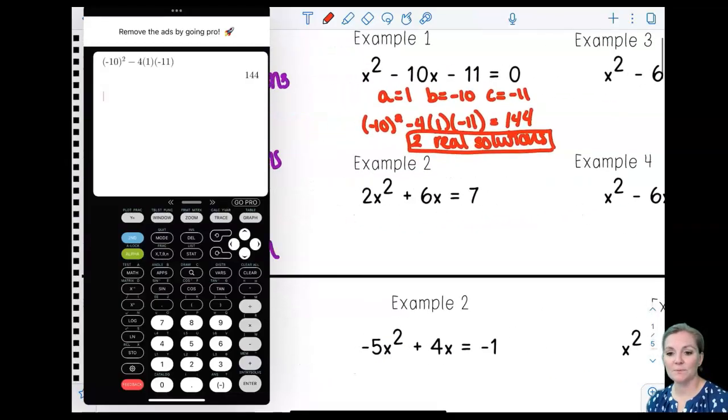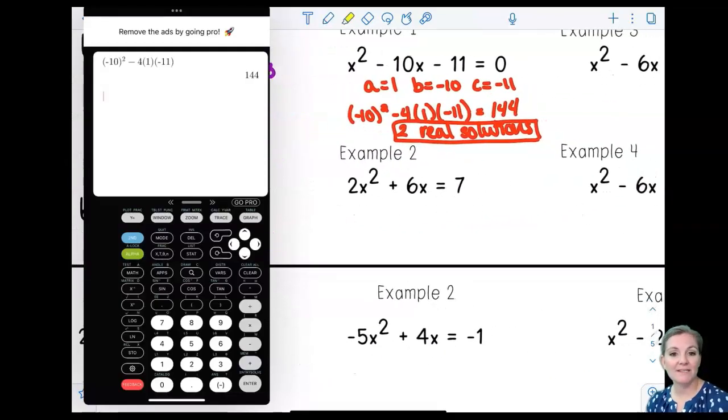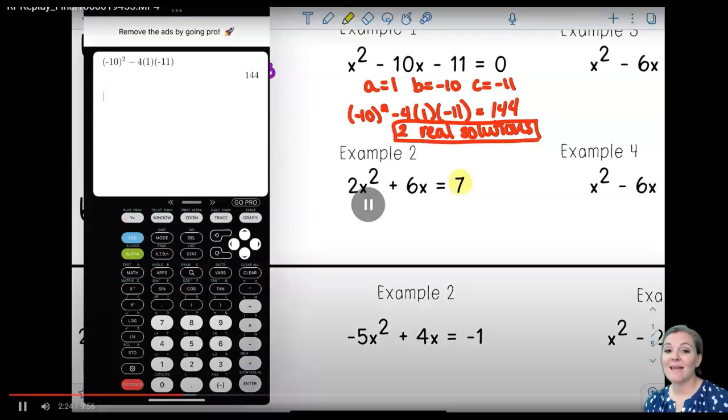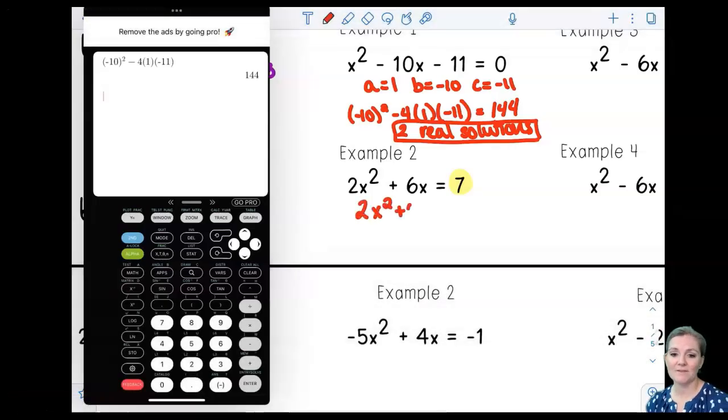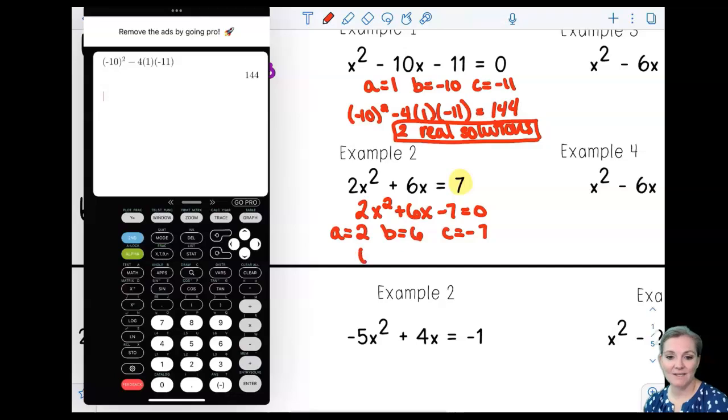So example 2. I have 2x squared plus 6x is equal to 7. Same thing with finding the discriminant and solving using quadratic formula, it has to equal 0. So I cannot define my a, my b, and my c here because it does not equal 0. So the first thing I'm going to do is move that 7 over. So I'm going to have 2x squared plus 6x minus 7 is equal to 0. Now I can identify my a, my b, and my c. So my a is 2, my b is 6, and my c is negative 7.